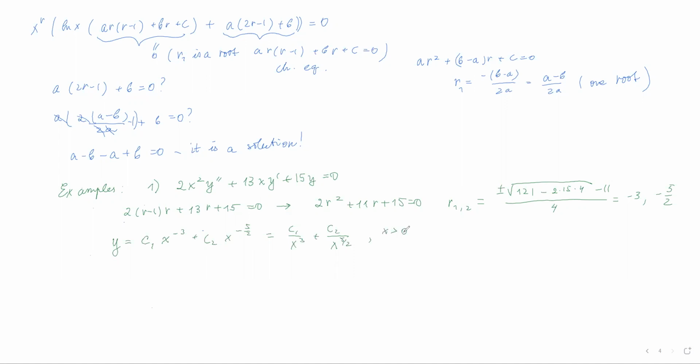Very simple, right? Almost a user-ready formula. Okay, example number 2. x squared y second derivative plus 5x y first derivative plus 4y. I'm thinking that's going to be a complex solution. No, that's going to be one real root. So the characteristic equation is r(r minus 1) plus 5r plus 4 equals 0.